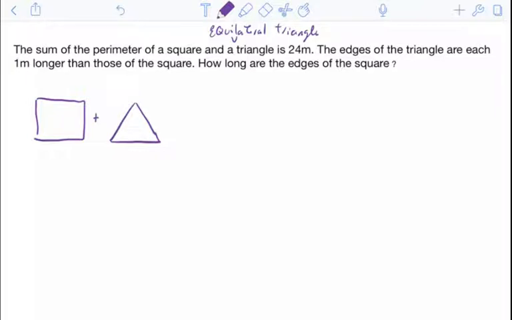Okay, so it's an equilateral triangle. All right. So what's the thing we're trying to figure out? It's how long are the edges of the square? Okay, so let's assign that a variable, x.